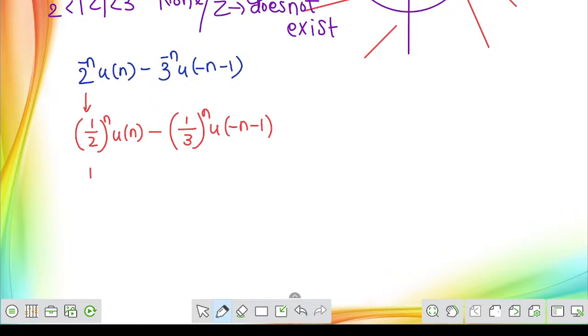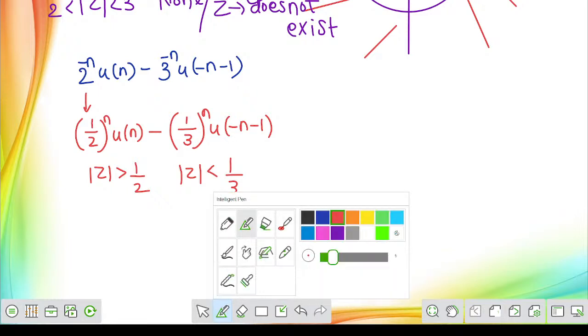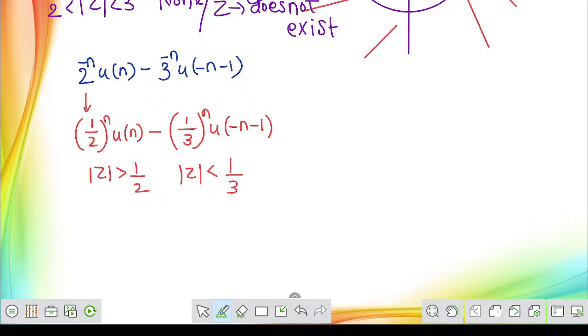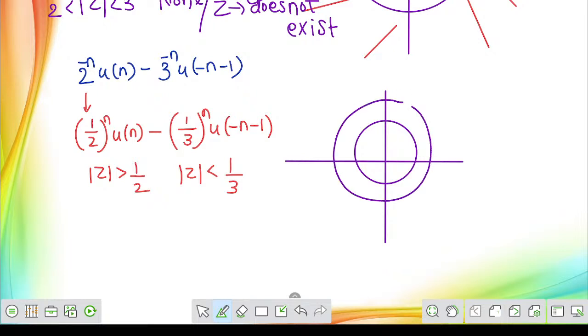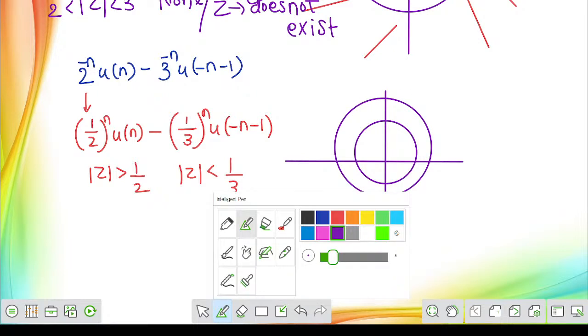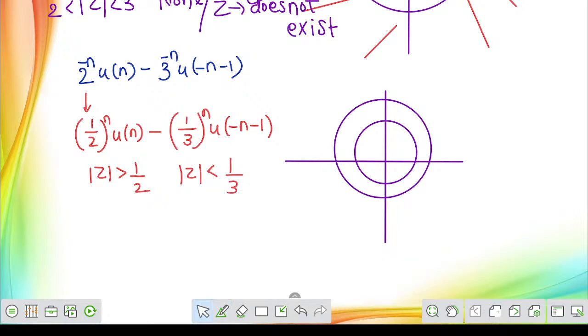From this, I can say the first one has mod z value greater than 1 by 2, or 0.5. The second one has mod z value less than 1 by 3. Will the ROC exist or not for this? What we can conclude here is definitely the Z transform does not exist for this. Why, sir? What is the problem? If you draw the ROC for this, there is no common ROC. One function, the right side sequence, is from 0.5. The left side is from 0.3. 1 by 3 means 0.3.